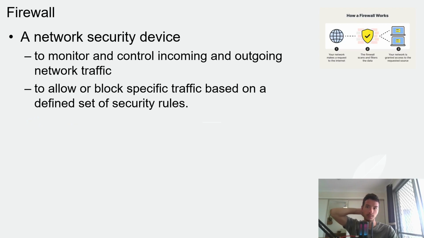Firewalls. A firewall is a network device to control and monitor incoming and outgoing network traffic, to allow or block specific traffic based on defined or set rules. You can see the visualization. Your network makes a request to the internet, the firewall scans the data and filters it, and your network is granted access to the requested resource.